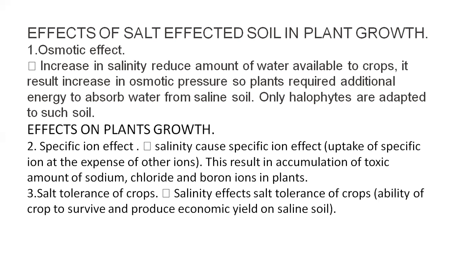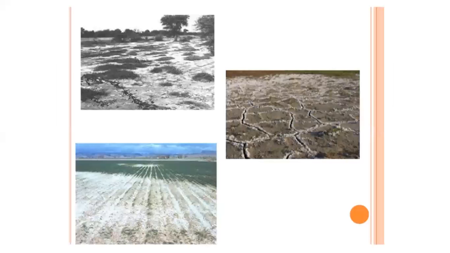Salt tolerance of the crops. Salinity affected soils, or salinity, affects the salt tolerance of crops. Salt tolerance is the ability of a crop to survive and produce economic yield on saline soil. The salt tolerance of the crops will be affected, leading to less growth of the plants.